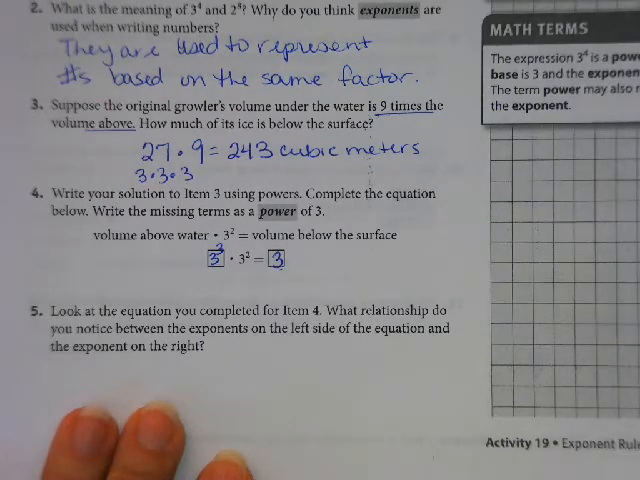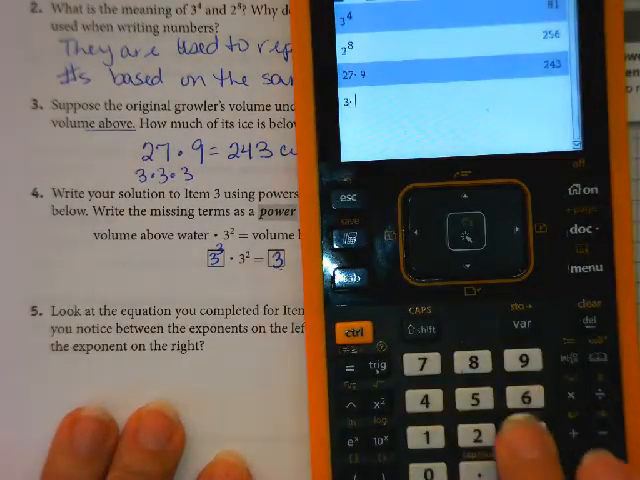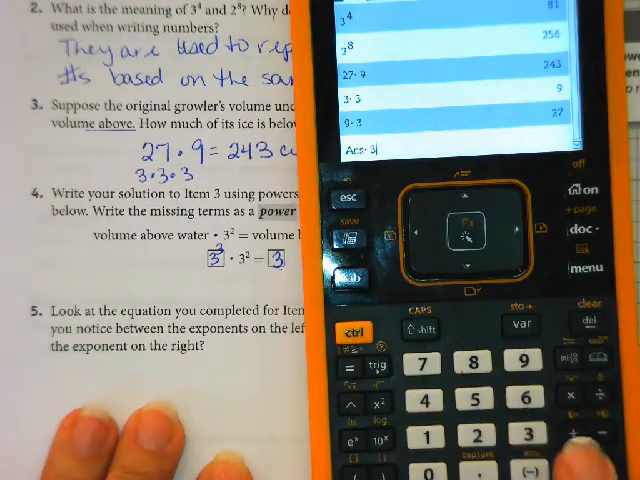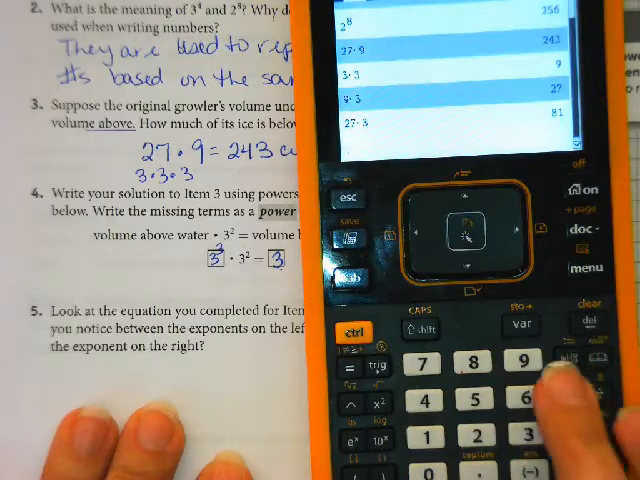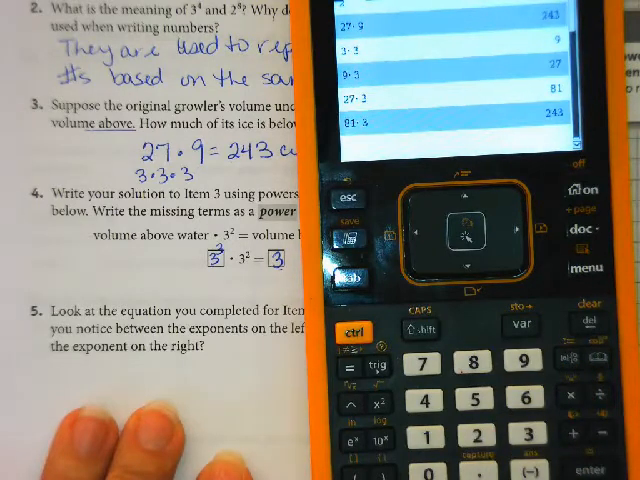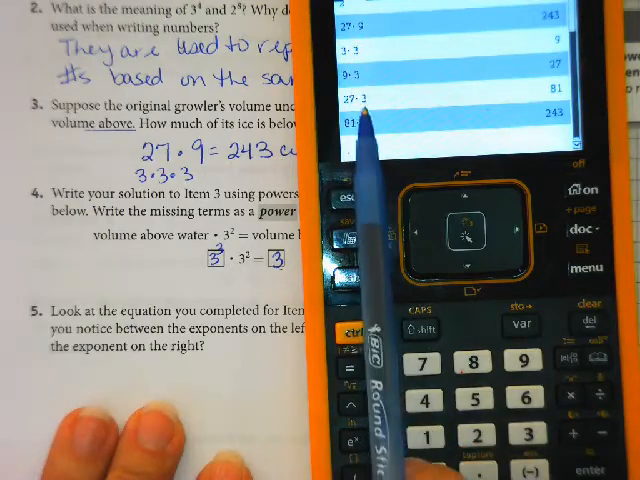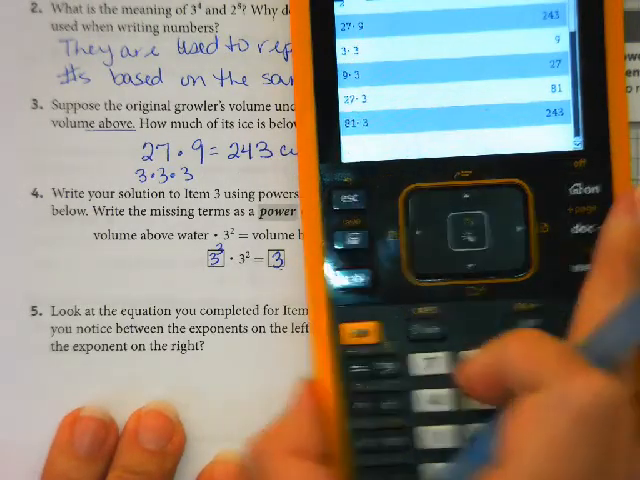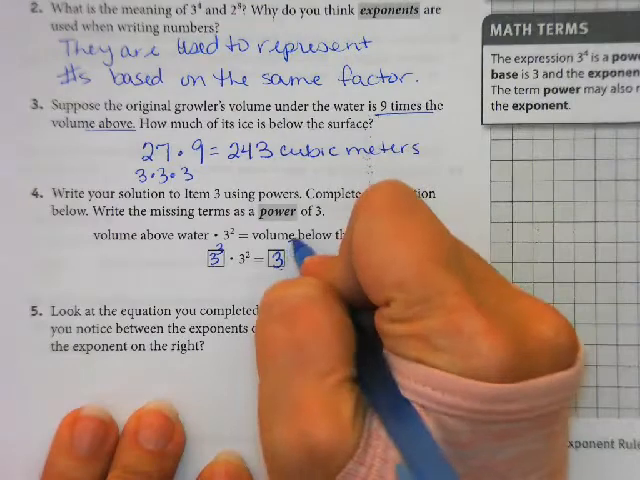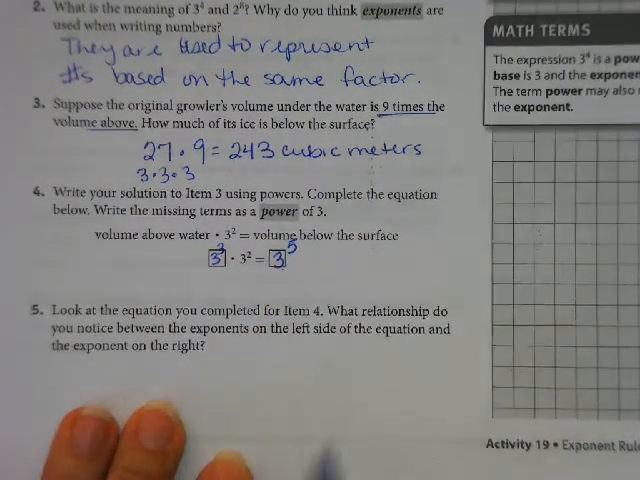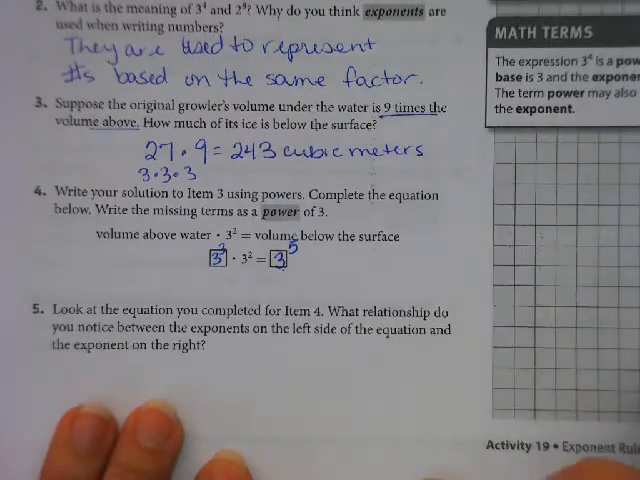Use your calculator. We can say 3 times 3 is 9, times 3 is 27, times 3 is 81, times 3, oh, there it is. How many 3's did we have? 1, 2, 3, 4, 5. So we could even represent this as 3 to the 5th power. Our goal today is to discover the rule so that we don't have to use the calculator every time.